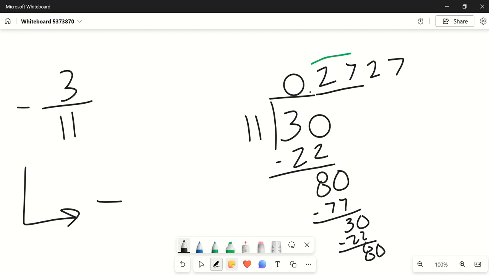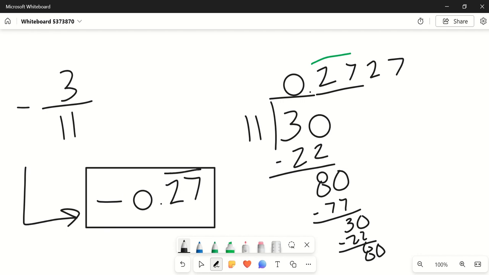-3/11 will be negative. I brought down the negative this time. -0.27, with bar notation over the 2 and the 7, because that repeats.